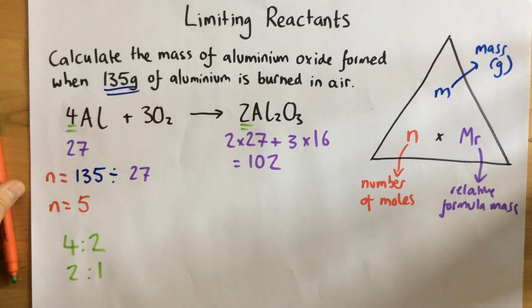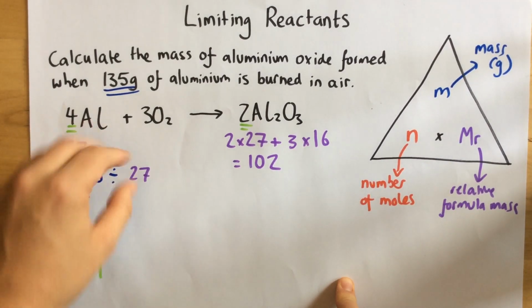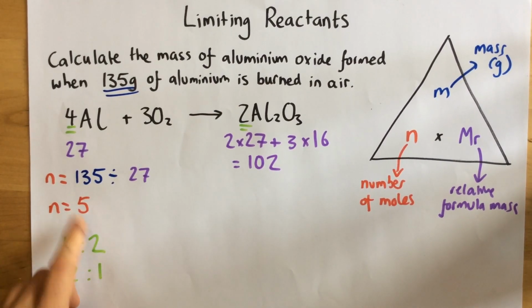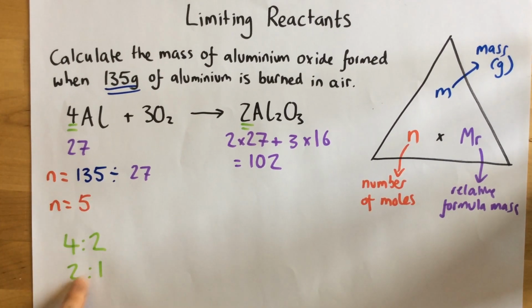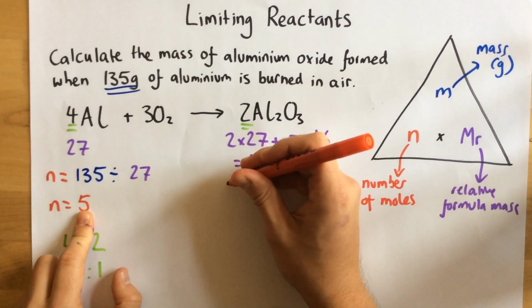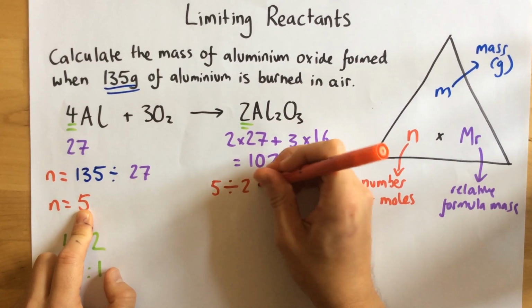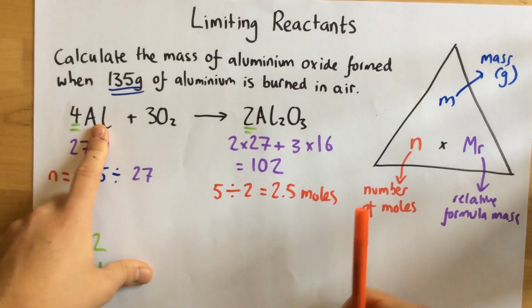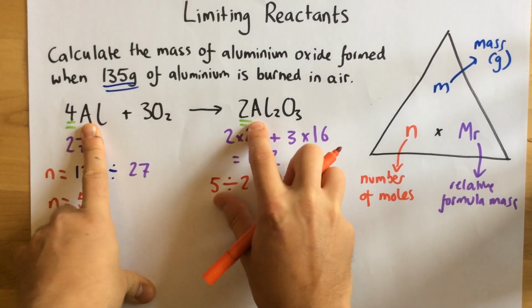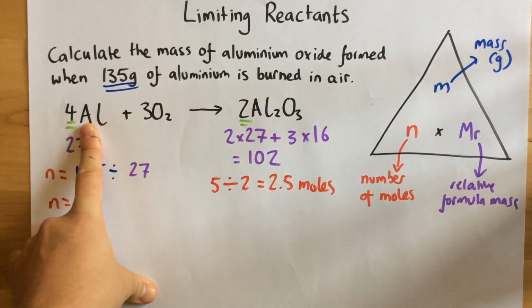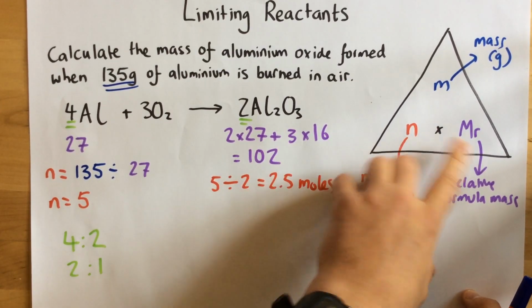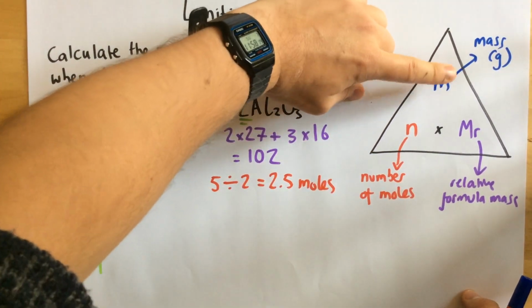Now, what we need to do next is this. If it's a 2:1 ratio, that means for every 2 atoms of this, we make 1 molecule of that. So if we have 5 moles of this, we need to find half of that because it's a 2:1 ratio. So 5 divided by 2 is 2.5 moles. So for every 5 moles of aluminium reacting, we produce 2.5 moles of aluminium oxide. Now we have information about the number of moles and the relative formula mass, so we can find our mass.